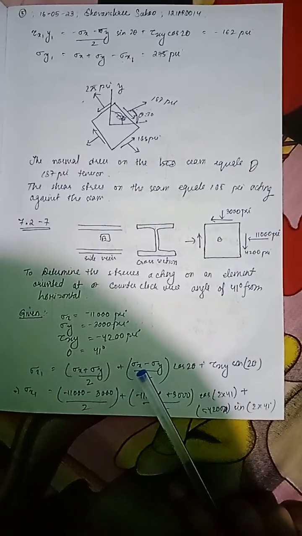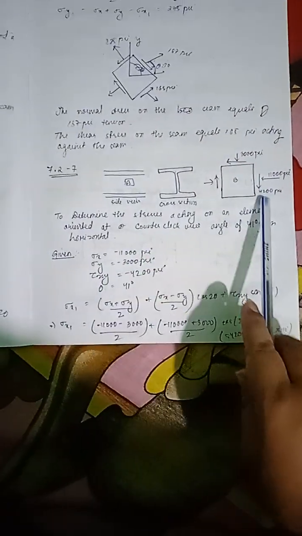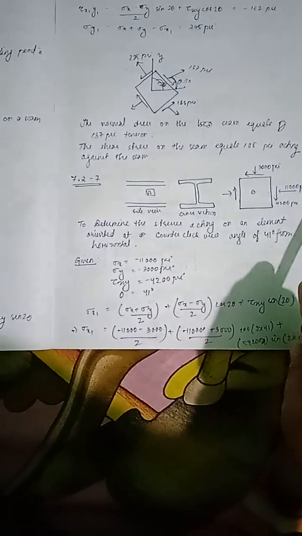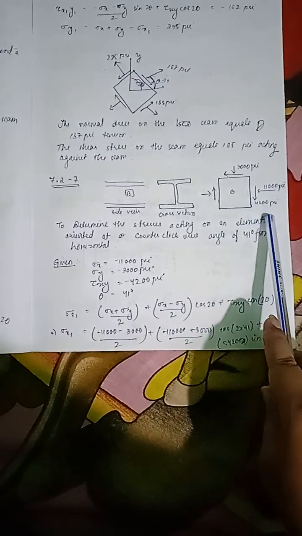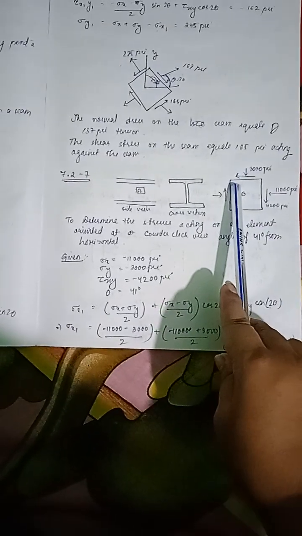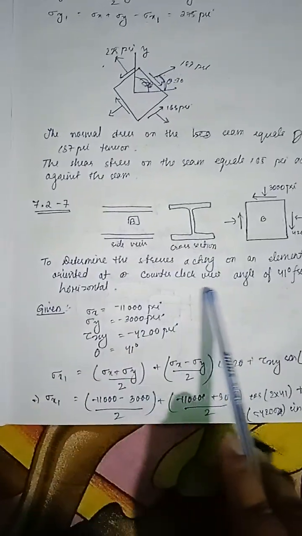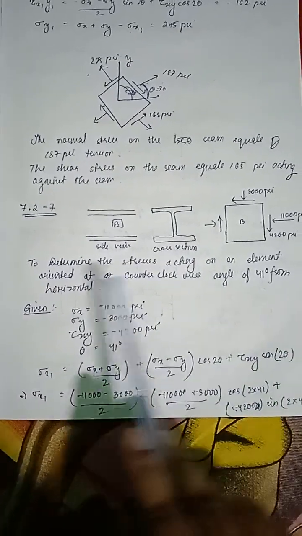Now 7.27. So this is the cross section, and this is the side view of the element, with stresses 11,000 pounds per square inch, 4,200 pounds per square inch, and 3,000 pounds per square inch. We have to determine the stresses acting on an element oriented at a counterclockwise angle of 41 degrees from the horizontal.